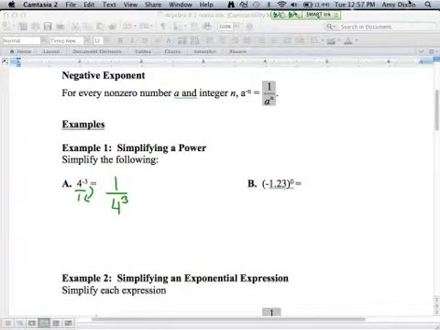Now, you still have to finish this, though. We didn't finish the one in the example, but we do need to finish this. 1 over 4 to the 3rd. We can figure out what 4 to the 3rd power is either in your head or in the calculator. 64. So it's 1 over 64.